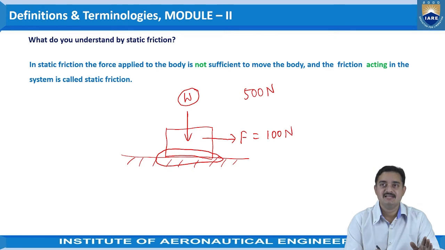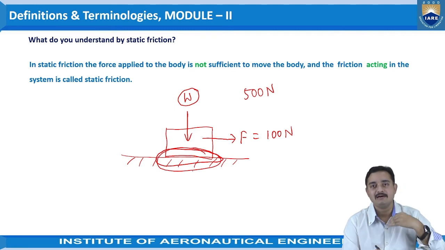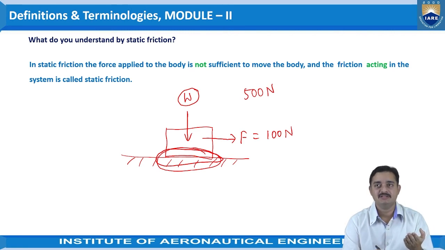What we can say here is the friction is prevailing, and even though we are applying a force of 100 Newtons, the body is not moving. If the body is not moving, does that mean that we are not applying any force? No, we are applying a force. We are applying a force of 100 Newtons here. But it is not sufficient. It is not sufficient for the object to move.